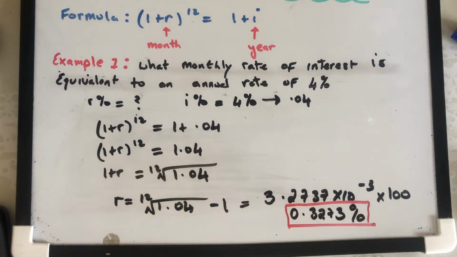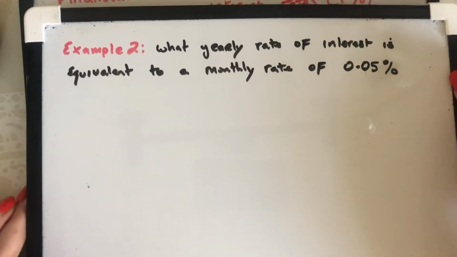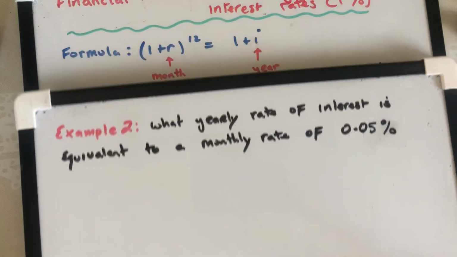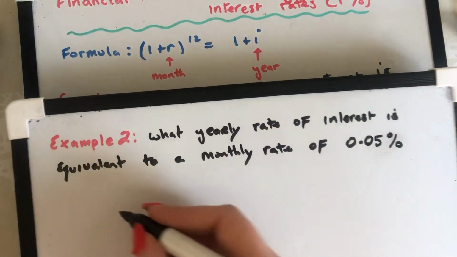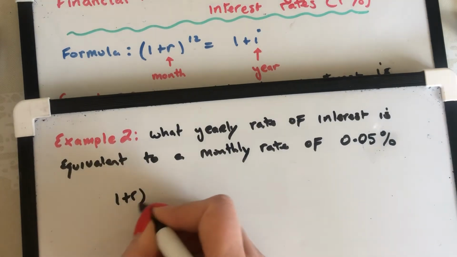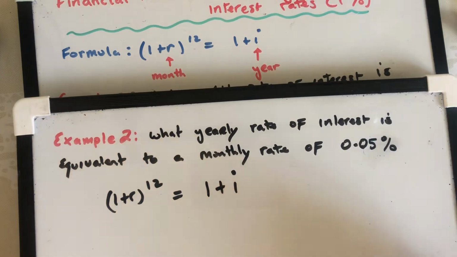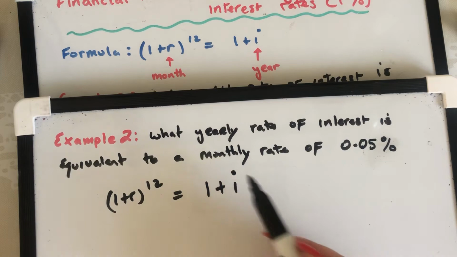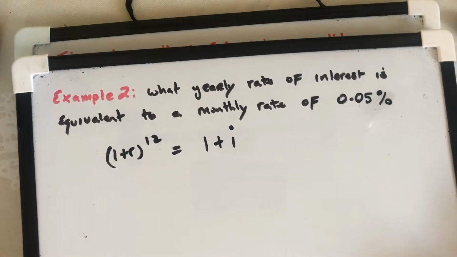Now let's move on to example 2, which is the opposite way around to this one. What yearly rate of interest is equivalent to a monthly rate of 0.05? So we're going to use our formula again. We have (1 + R)^12 = 1 + I. Bear in mind again, R is the monthly interest rate and I is the yearly interest rate. In this question we're trying to find the yearly interest rate, so it's the opposite to example 1.